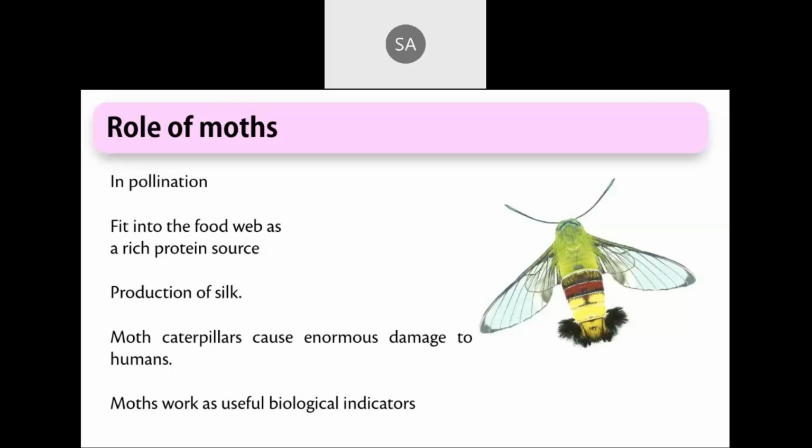The caterpillars that do damage in our locality are the rice rollers, armyworm and cutworm. These worms destroy our vegetables and crops. It is important to remember that there are very few pest species compared to beneficial species.